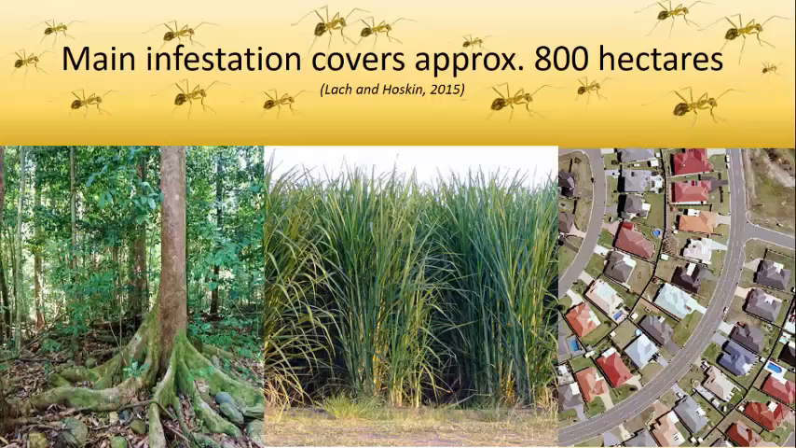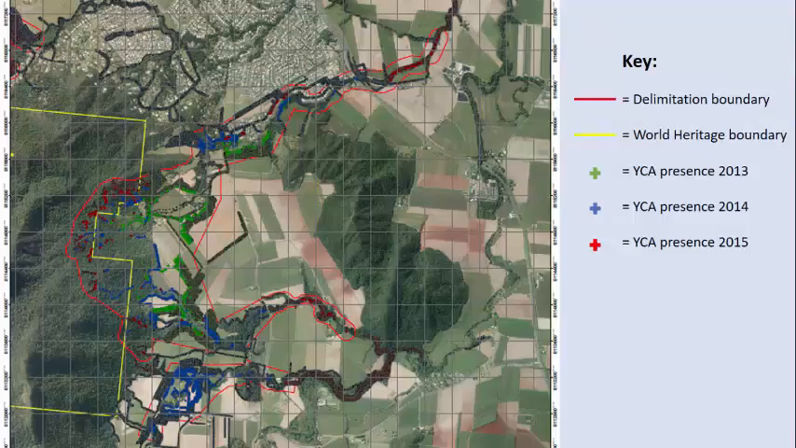YCA distribution maps revealed that the main infestations around Edmonton and Bentley Park cover roughly 800 hectares of rainforest, sugarcane and residential estates. It also indicated that some terrain is too dangerous for surveying crew to operate safely on the ground. The inaccessible location of these colonies means that baiting must be done by helicopter. But before aerial and on-ground baiting can be carried out, infestation boundaries must be delimitated.